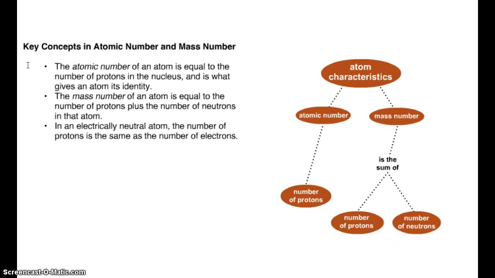The atomic number of an atom is equal to the number of protons in the nucleus and is what gives an atom its identity. The mass number of an atom is equal to the number of protons plus the number of neutrons in that atom. In an electrically neutral atom, the number of protons is the same as the number of electrons.